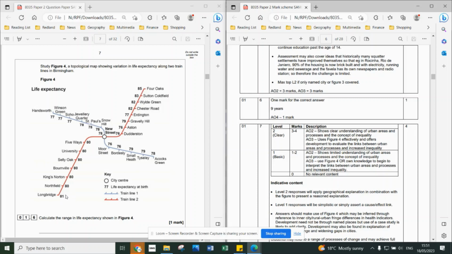The highest life expectancy in this is 85 in Four Oaks, and the lowest life expectancy here is 76. 76 in quite a few areas in the city centre. To be fair, so that's a 9-year difference.